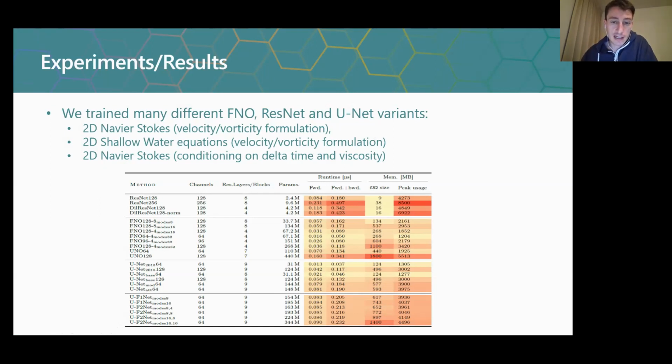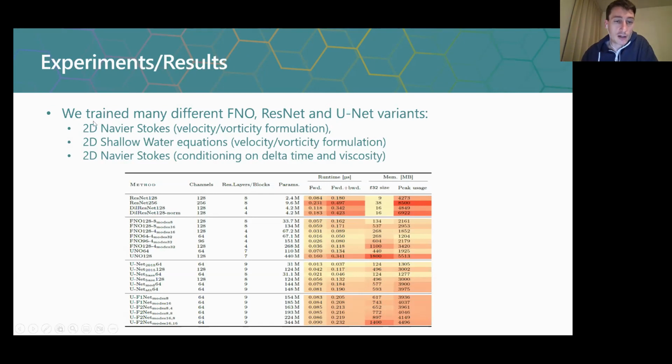So we basically build a big model zoo where we have very different versions of Fourier neural operators, of ResNet, of dilated ResNet, which are also quite interesting in the way that they treat global information, and many U-Net variants. And we basically check them on number of parameters, forward pass, backward pass, memory efficiency, peak usage, and so on and so forth.